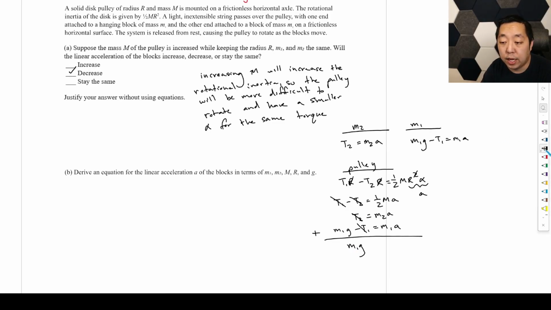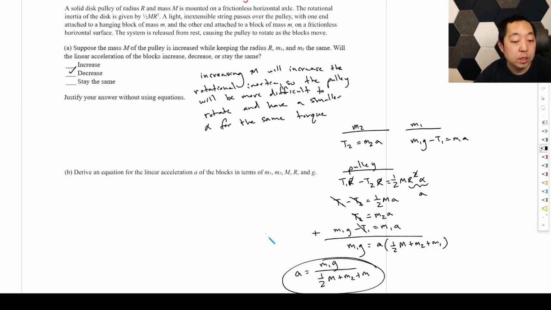And then the right side is going to become, you add all these a's, just factor out the a and add them up. It's going to be 1/2 capital M plus m2 plus m1. And so the acceleration is going to be m1g divided by this 1/2 M plus m2 plus m1.